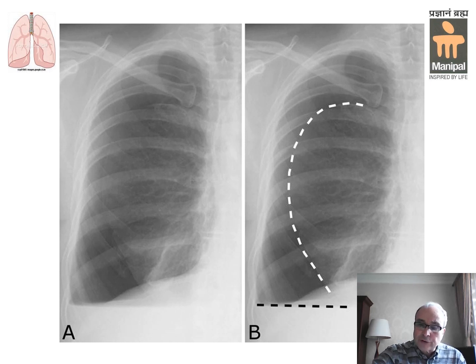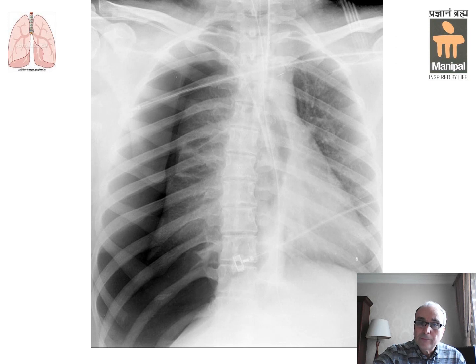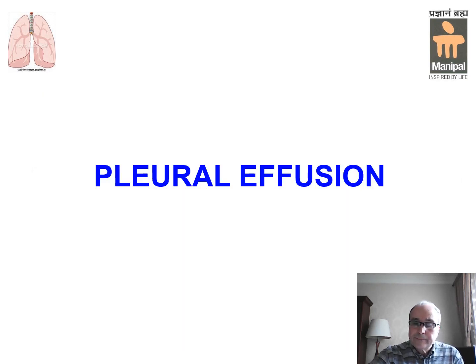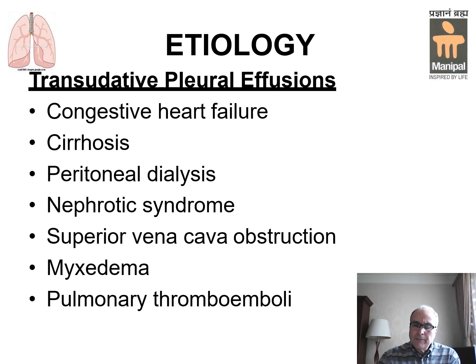Pleural effusion. With pleural effusion, physical findings may be normal when there is less than 300 milliliters of fluid in the pleural space. Generally, more than 1000 milliliters of pleural fluid is required to cause a contralateral mediastinal shift.